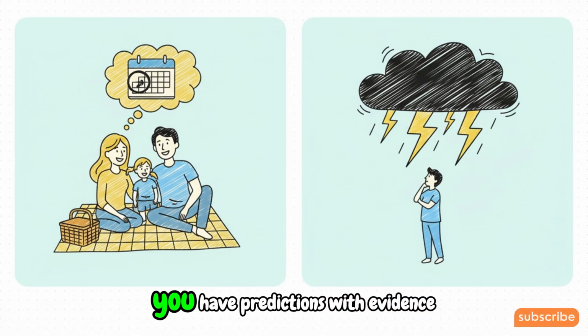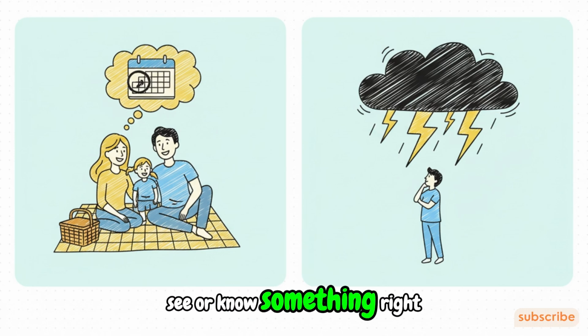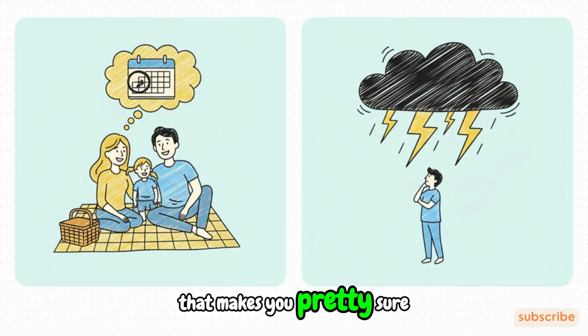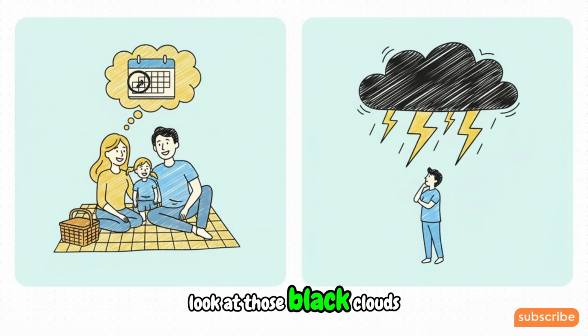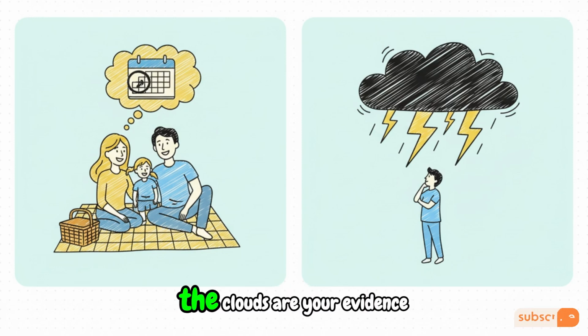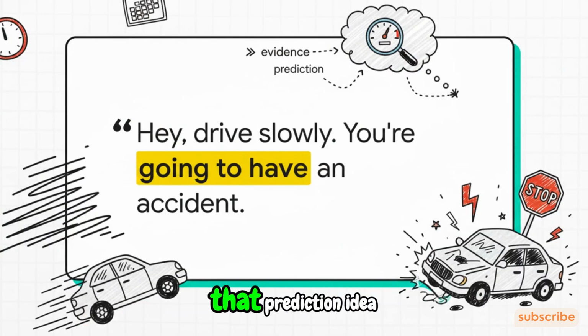Then on the right, you have predictions with evidence. This is when you can see or know something right now that makes you pretty sure about what's coming next. The example is perfect. Look at those black clouds. It's going to rain. The clouds are your evidence. You're not just guessing.